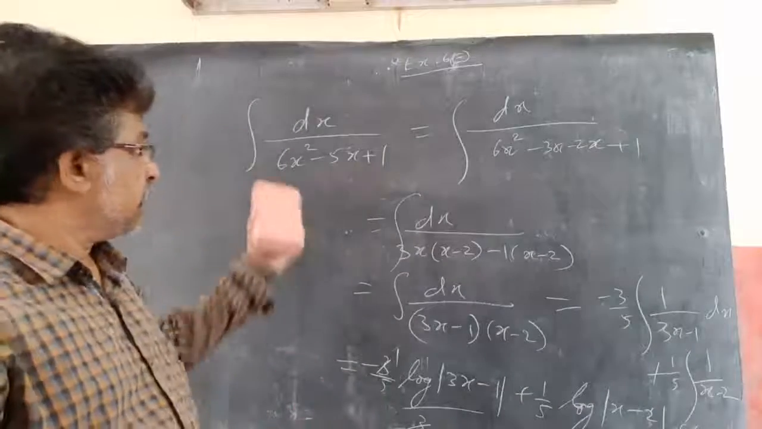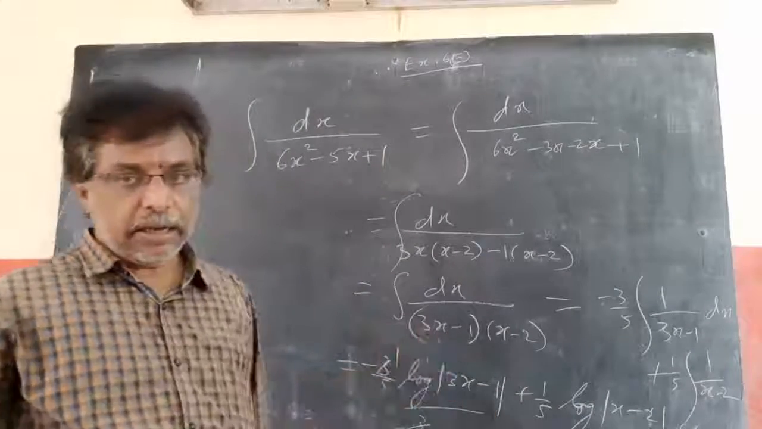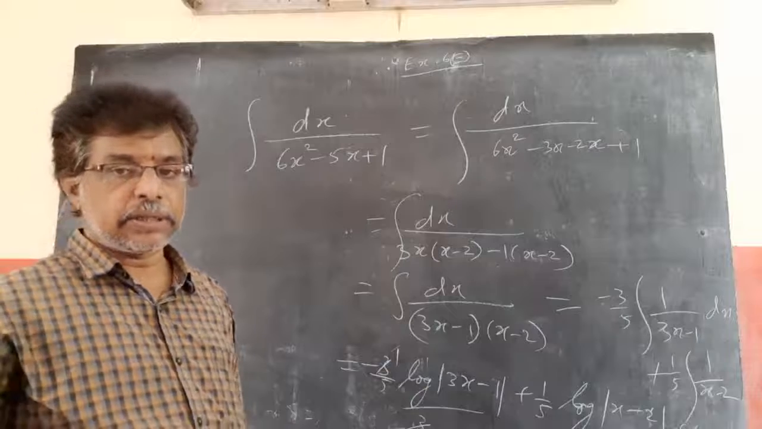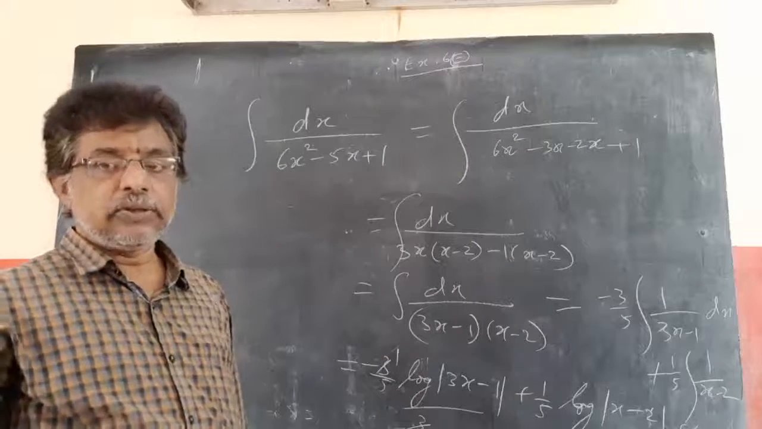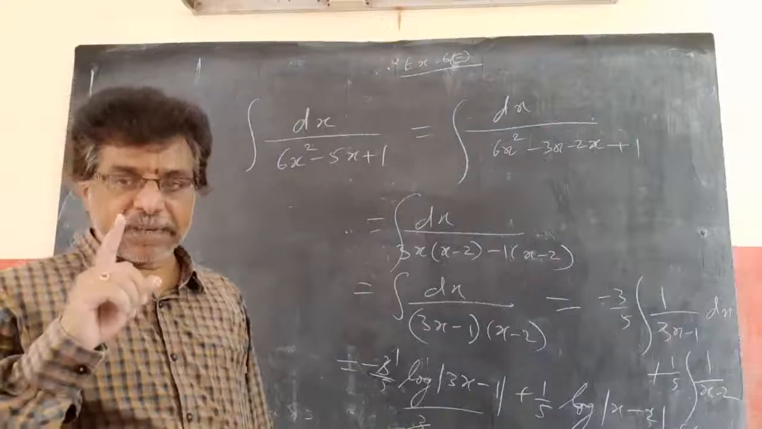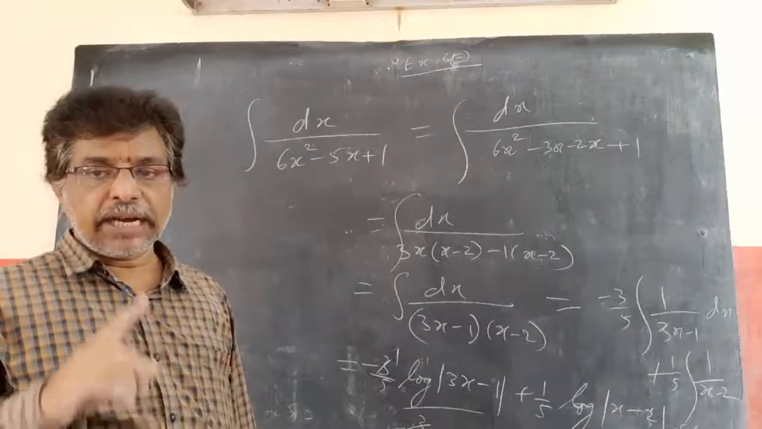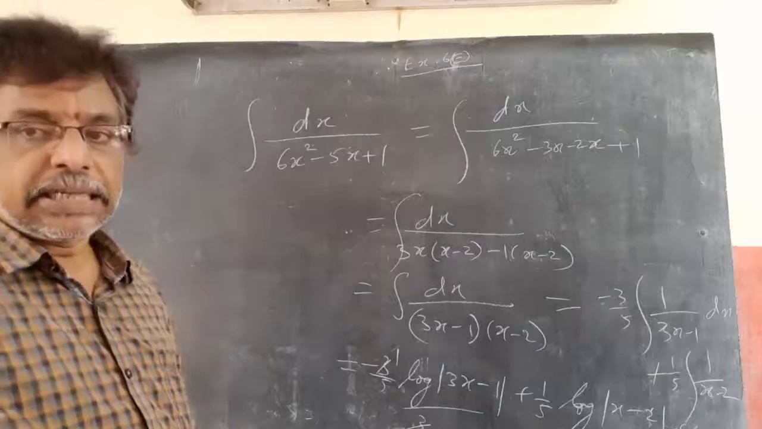So if we can factorize, then go for partial fraction. That's what I want to say. Sometimes you cannot factorize. In those cases, you should go for completing square method. That we will discuss now.